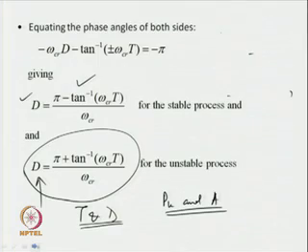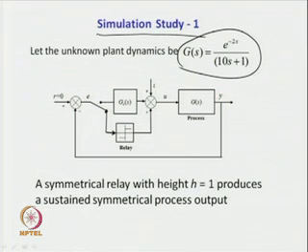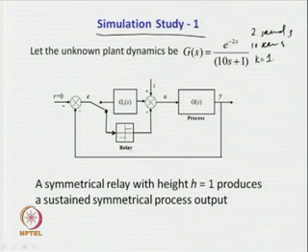Let us go for some simulation study and see how accurate is our method. So, in the simulation study 1, let us consider the actual process dynamics to be G(s) is equal to e to the power minus 2s upon 10s plus 1. So, the actual process is assumed to have a time delay of 2 seconds, a time constant of 10 seconds and a steady state gain of 1. So, this is the actual process.